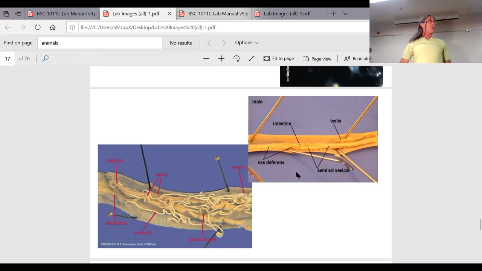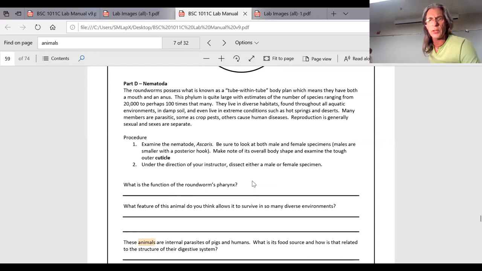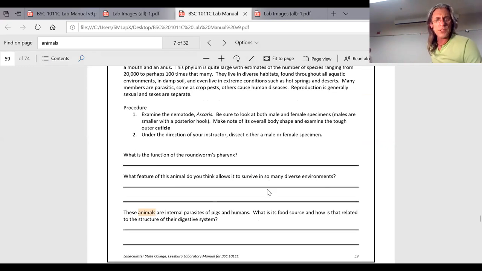What about the way they live their life is reflected in their function? What about the way these organisms live their life as a parasite? And Ian kind of hinted at it with his comment about post-digestion food. But what feature of this animal, or features maybe, or overall feature, do you think allows it to survive in so many of these different environments?